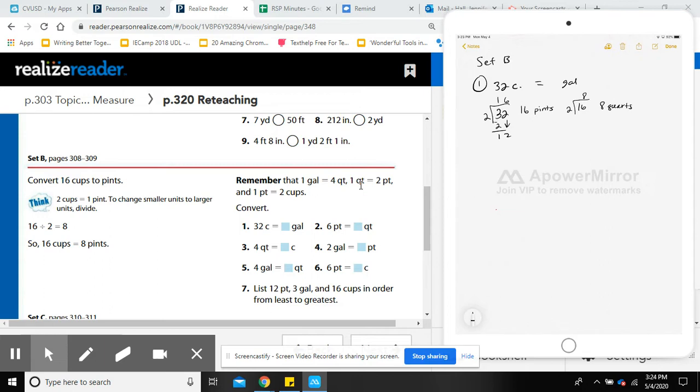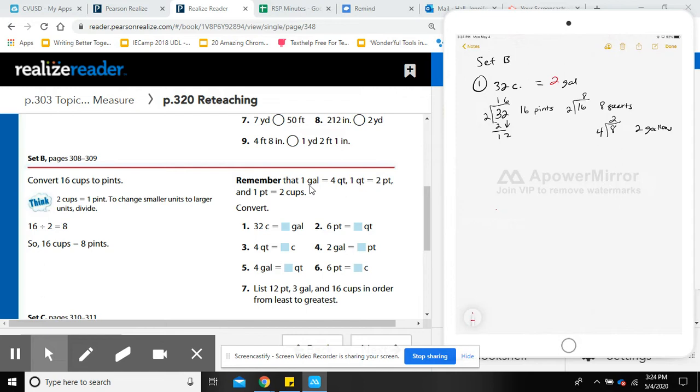Okay, so I'm almost there, right? 4 quarts is equal to 1 gallon. So if I take this 8 and I divide it by 4, I get 2. So that means it's 2 gallons. So 32 cups are equal to 2 gallons.